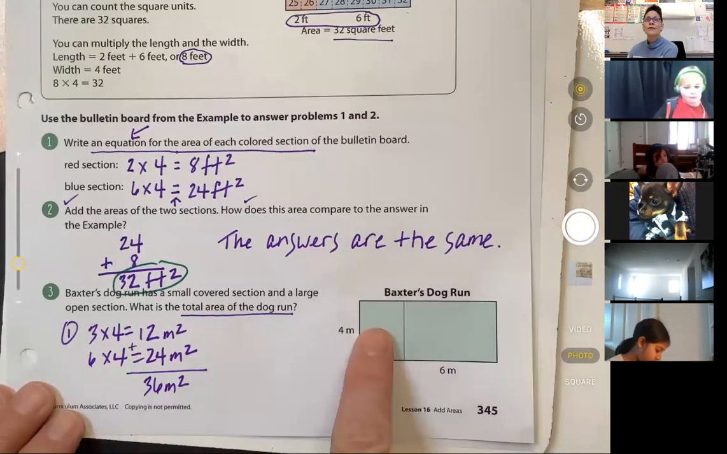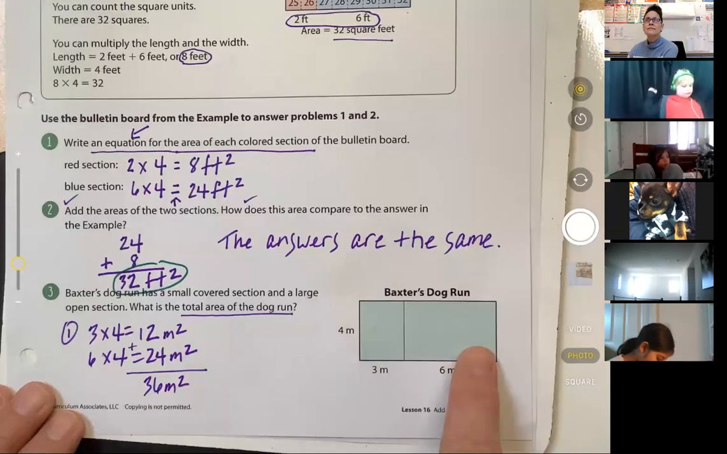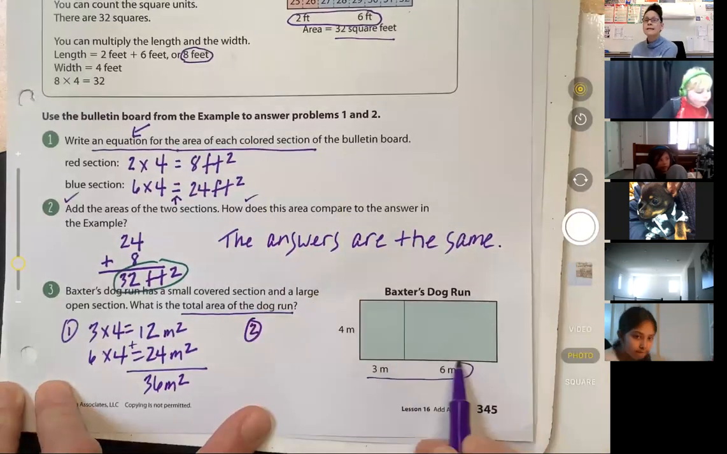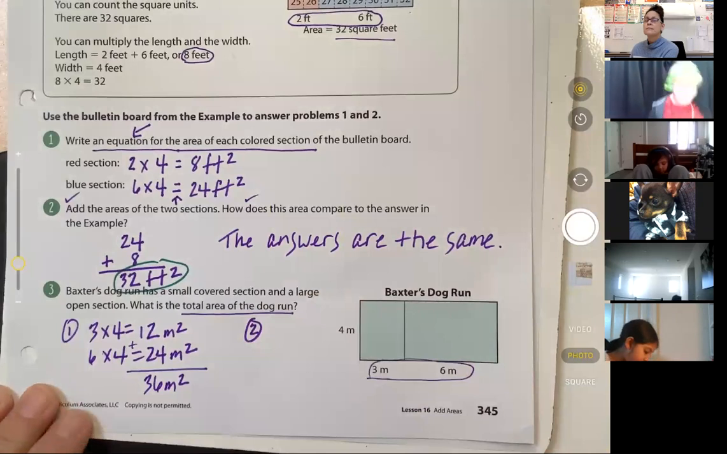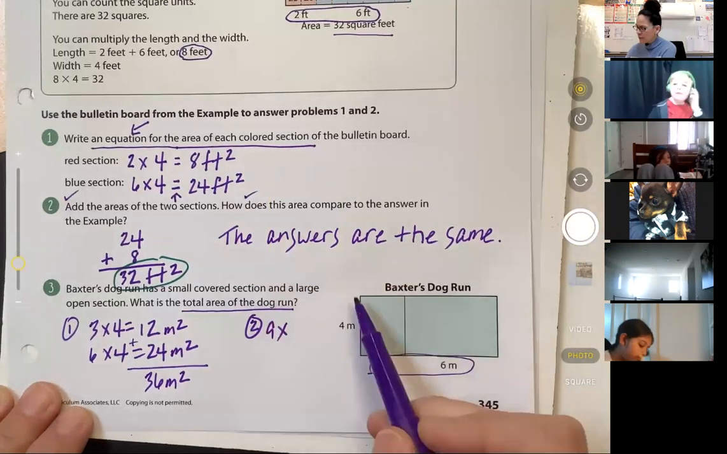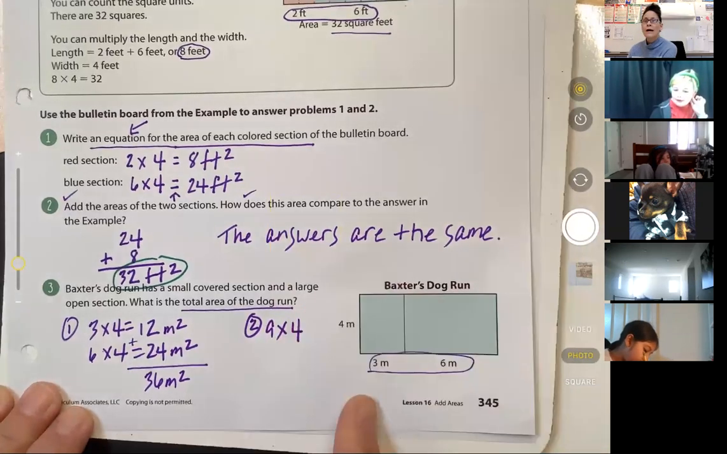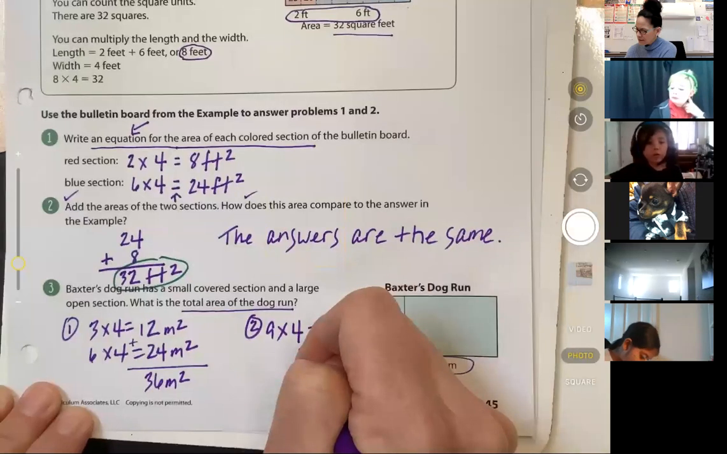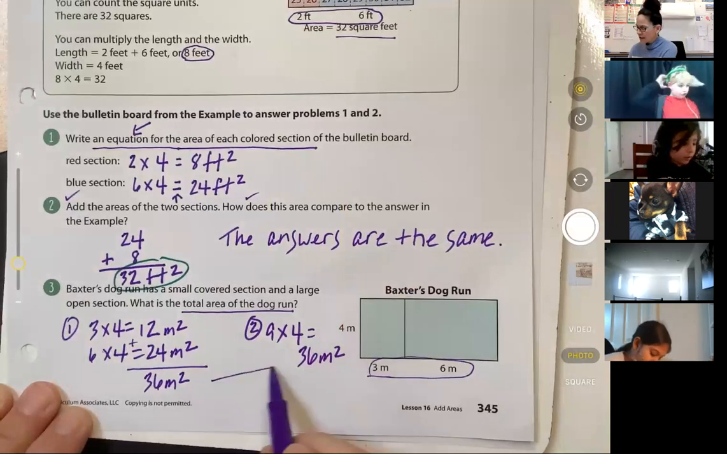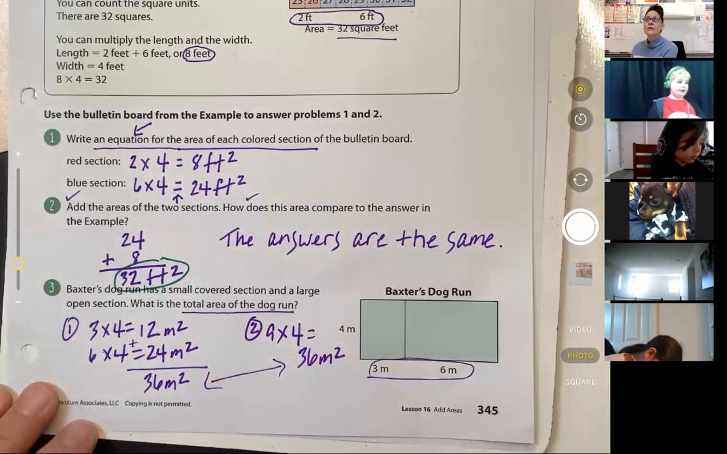Again, the covered section, the open section. Or what I could do is simply do it all together, taking the entire length into consideration. I could simply say 9 meters long and 4 meters wide equals 36 meters squared. And you will notice that these two answers are, of course, the same. 2 different ways to look at it, 2 different ways to model and break it apart. The answers are the same.